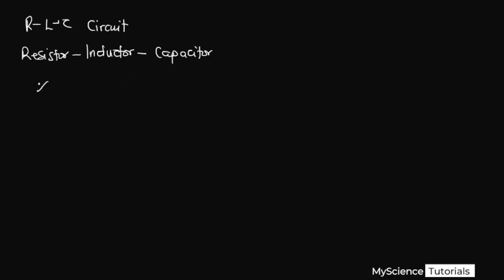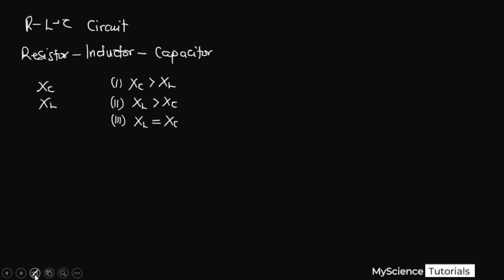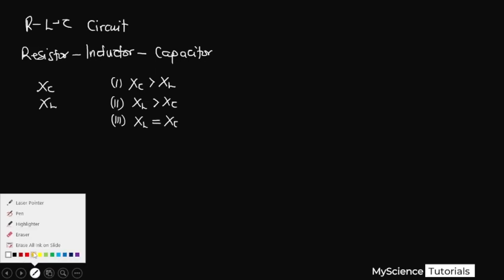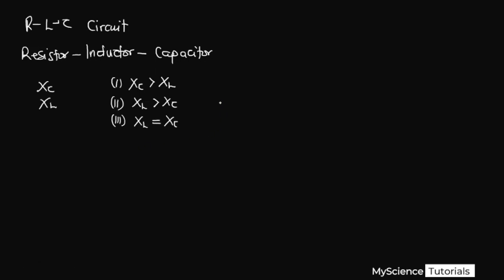Now, when we were looking at this resistor, inductor, capacitor circuit, we came to a point where we were talking about capacitive reactance and then inductive reactance. We said that there are three things that can happen. The first one is we can have our capacitive reactance greater than the inductive reactance. The second one is when we flip this, so we can have our inductive reactance being greater than the capacitive reactance. The third phenomenon that can happen is when we have our inductive reactance equal to the capacitive reactance. And when we have this phenomenon occurring, we describe it as series resonance.